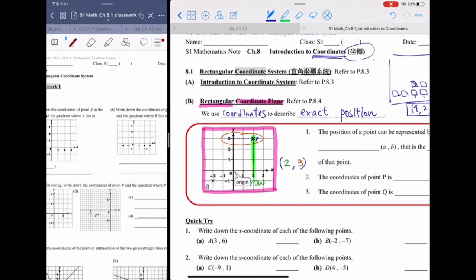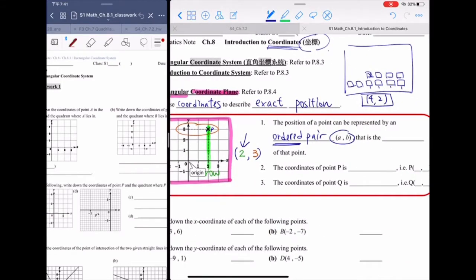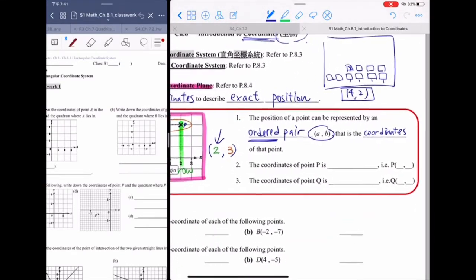So the position of a point can be represented by this. We will call it an ordered pair. This pair is in an order. We need to say the row first and then the column secondly. It's called ordered, and then we will call it the coordinates. You don't need to spell the word, but you need to recognize it.